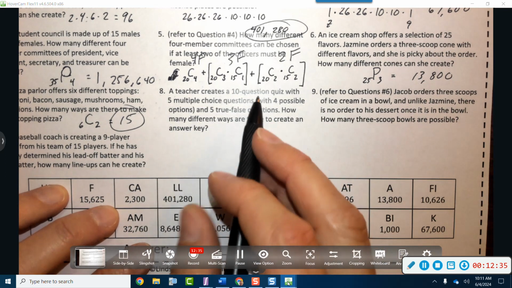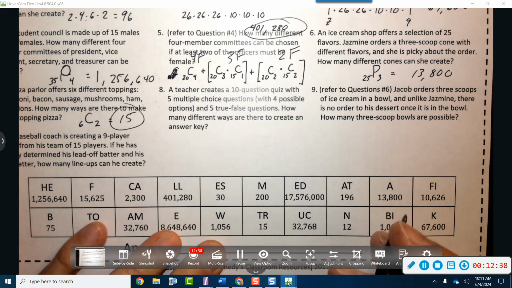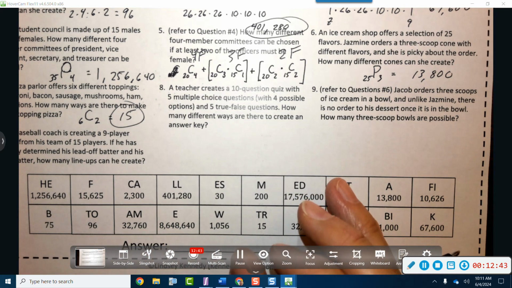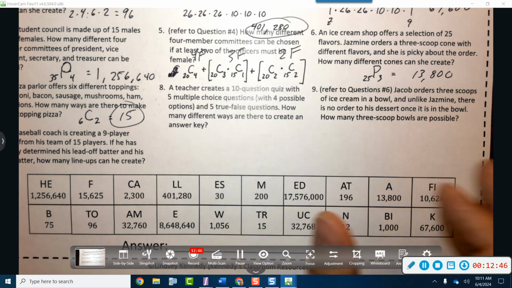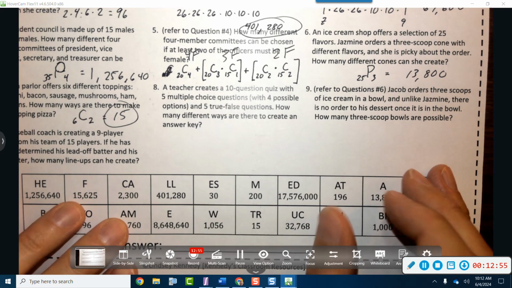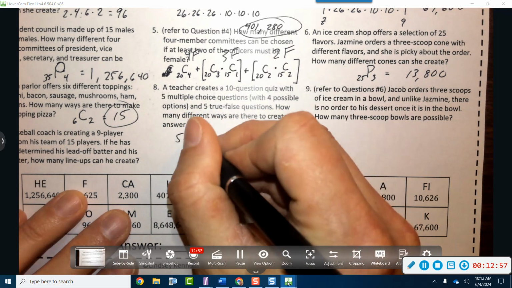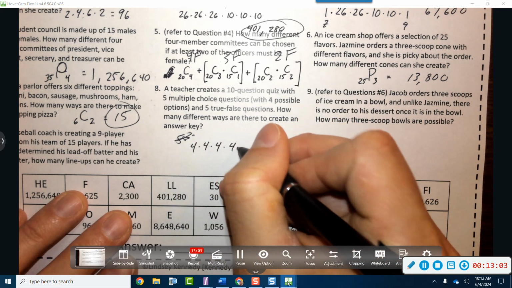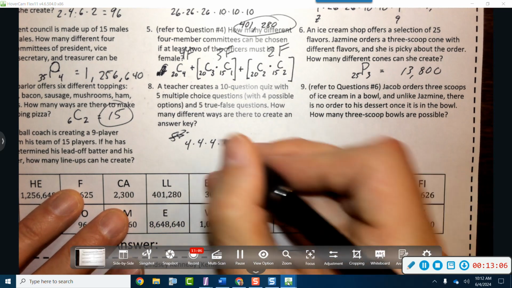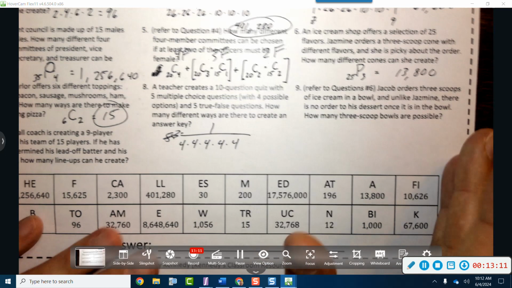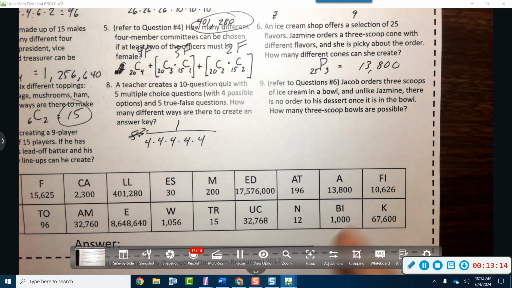A teacher creates a 10-question quiz with 5 multiple-choice questions and 5 true or false questions. Okay, so this guy right here, it looks like we're going to find the probability of them getting the 10 questions correct in a row. I'm sorry, the first 5 is multiple choice. There are 4 possibilities for each one, right? So 4 times 4 times 4 times 4 times 4. That's 1 out of that many for you to get all 5 correct. So 4 to the 5th power is quite large.